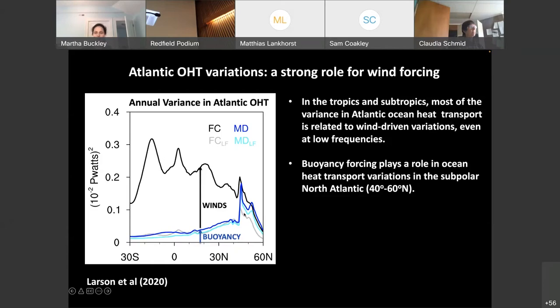Now, in the subpolar North Atlantic, you can see the blue curve gets very close to the black curve, meaning that a large portion of the Atlantic Ocean heat transport variations in the subpolar North Atlantic are due to buoyancy forcing. Now, if we low pass filter, which is shown by the gray for the fully coupled and the cyan for the mechanically decoupled, the very large variance of ocean heat transport in the fully coupled model goes down substantially, and it becomes more comparable to the buoyancy forced, mechanically decoupled model. So what that means is that a lot of these wind-driven ocean heat transport variations are at high frequency.